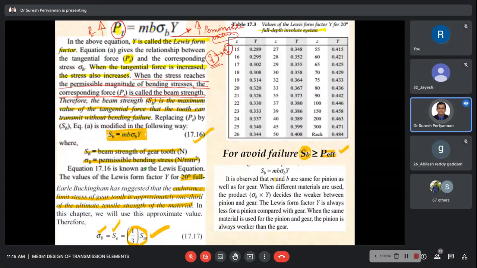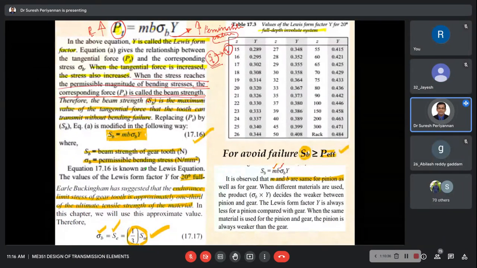Now, as I told you, m and b are the same for the pinion and gear, right? Whatever the size of the gear, bigger or small, the tooth module must be the same. That's what we are considering. Then what is the difference? From this equation, this m and b are the same for the pinion and gear.